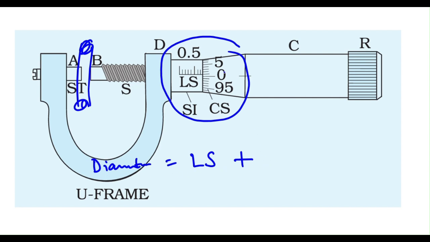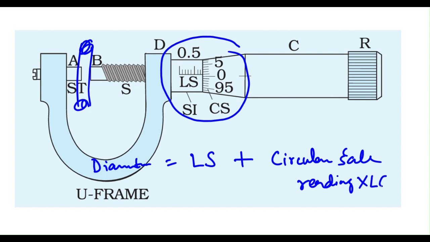Linear scale reading, and then we have to calculate further from this circular scale. So let me say that this is up to one only, one division. So circular scale reading. This reading has no unit. These are only divisions. But each circular scale division corresponds to the least count. So we have to multiply by the least count here. Finally, we have linear scale reading plus circular scale reading into least count.